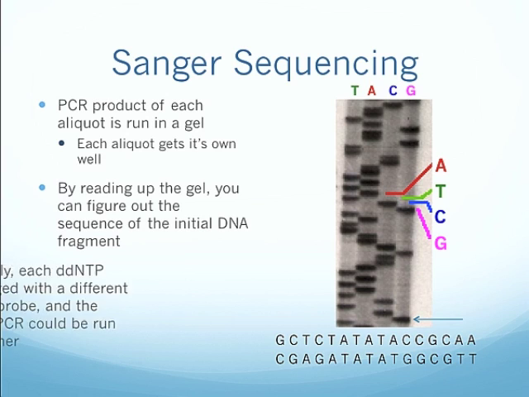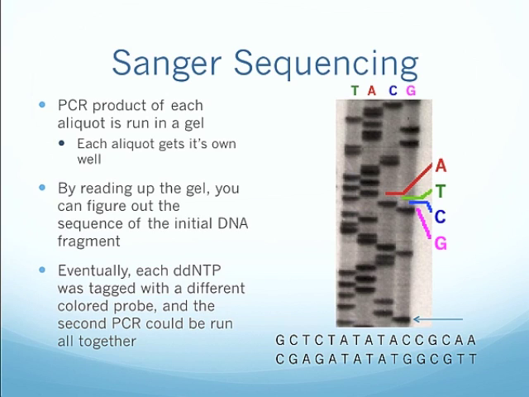Today, this is not really done. Instead, each ddNTP is labeled with a fluorescent probe, and the DNA fragments are separated in a capillary tube and read by a machine, like this.